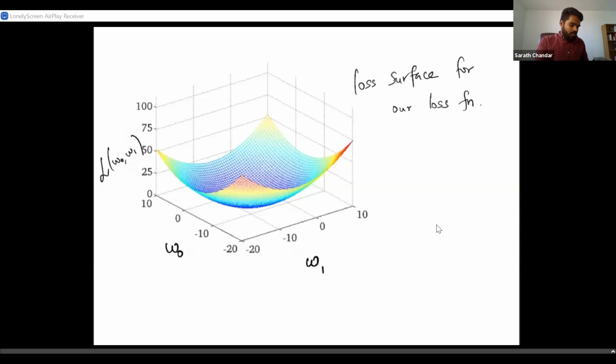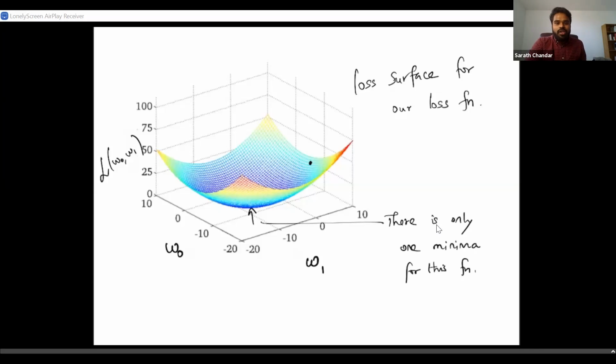Now, any specific point, for example, if I take this specific point, belongs to a specific configuration of W0 and W1. Okay. Now, what do we see from this loss function? One thing that we quickly notice here is this loss function seems to be a very smooth function. The surface seems to be very smooth, and there is only one minimum point, right? So there is only one minima for this function.